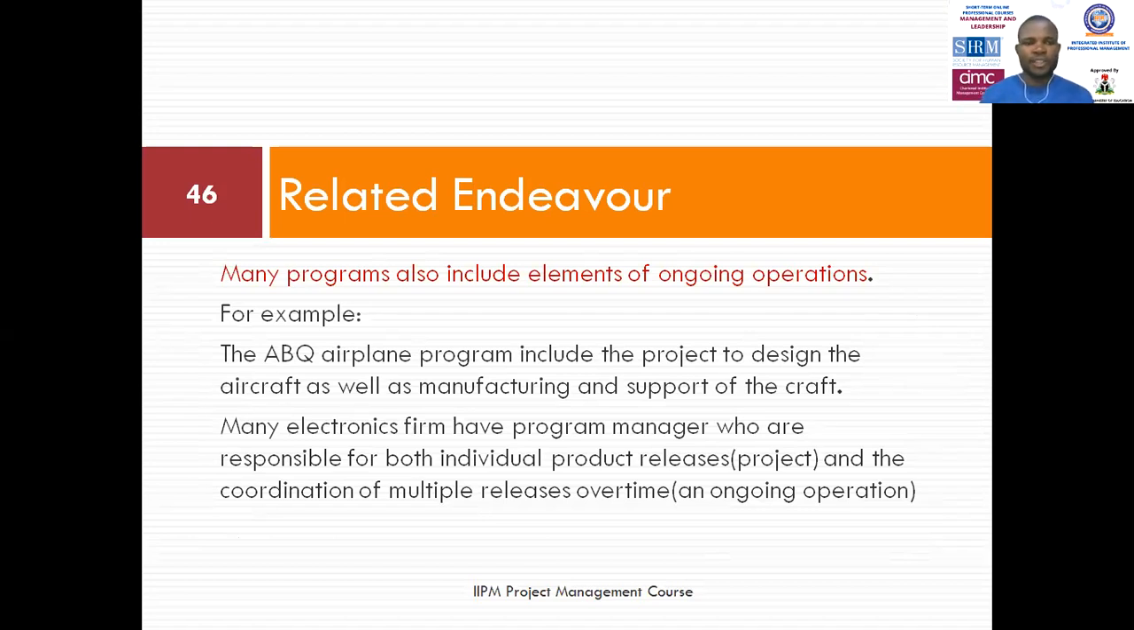All right. So for example, the ABQ airplane program includes the project to design the aircraft as well as manufacturing and support of the aircraft. Many electronics firms have program managers who are responsible for both individual product release projects and the coordination of multiple releases over time. That's an ongoing operation. All right.